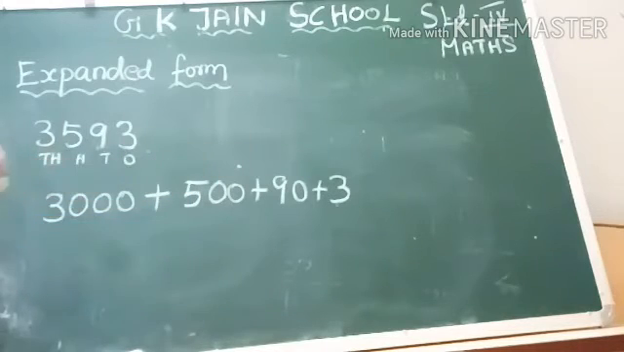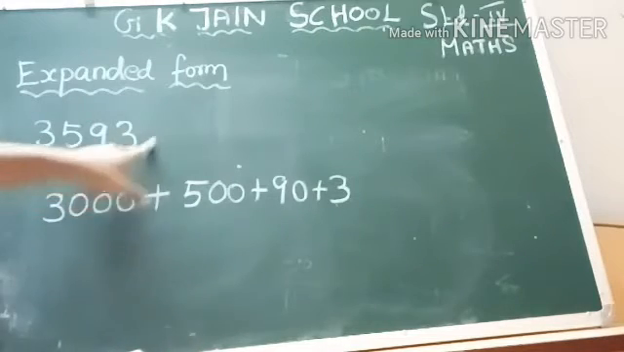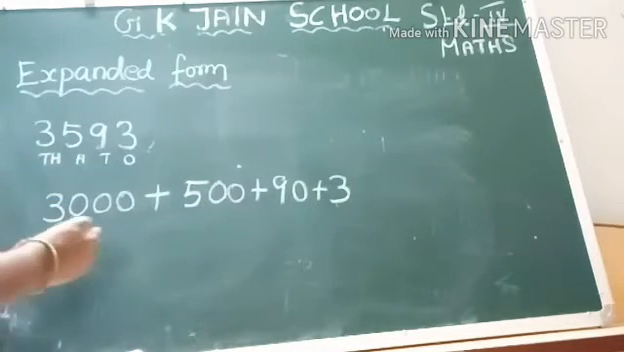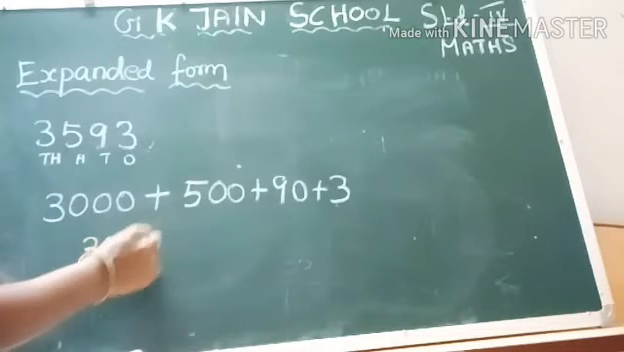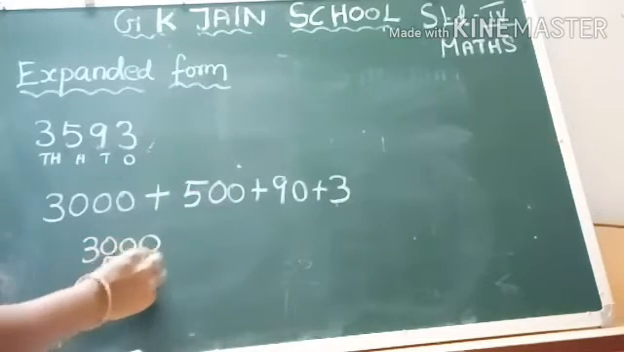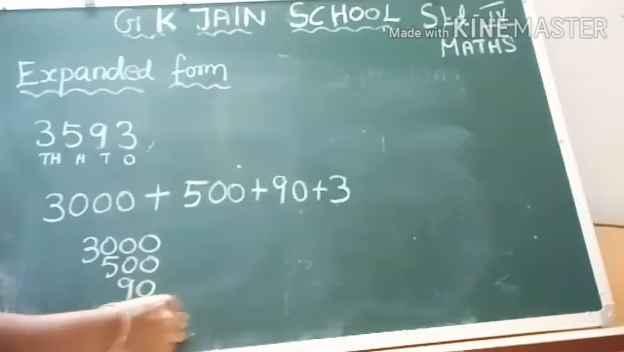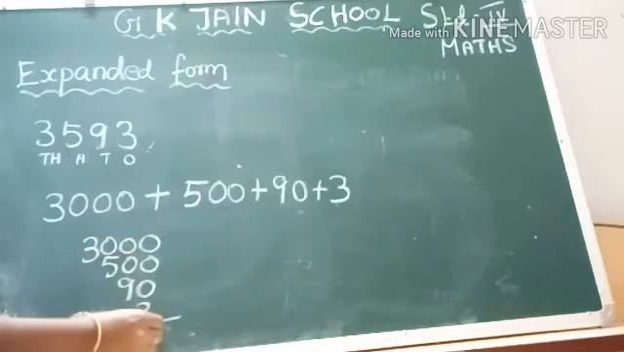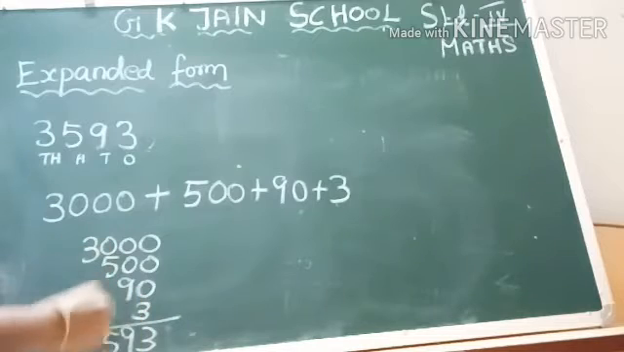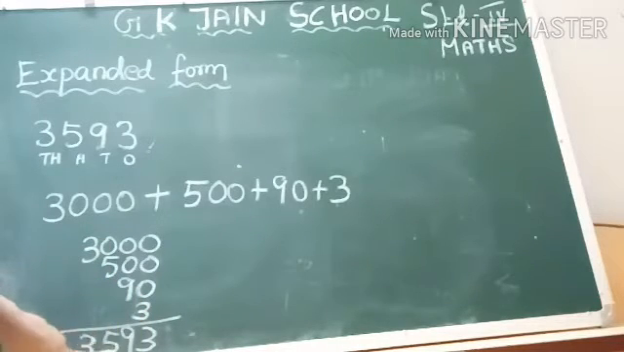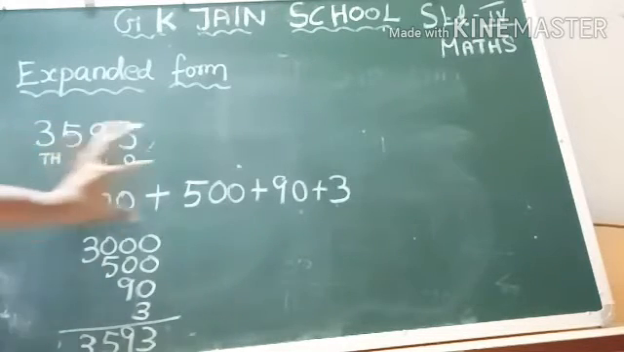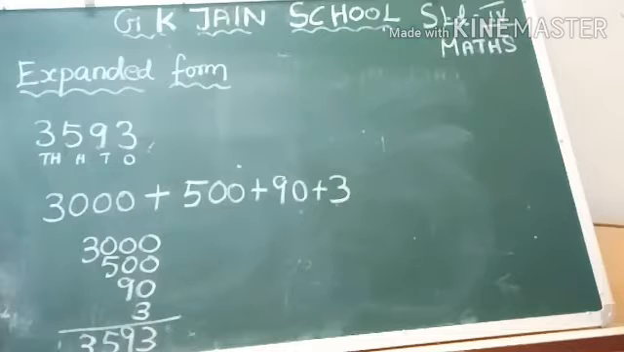So this is the form to expand the number. If we add this number, we will get the same answer. Let's check. 3000, 500, 90 and 3. So 3, 9, 5 and 3. So 3593. We get the same answer. So this is the way we are going to write the expand form.